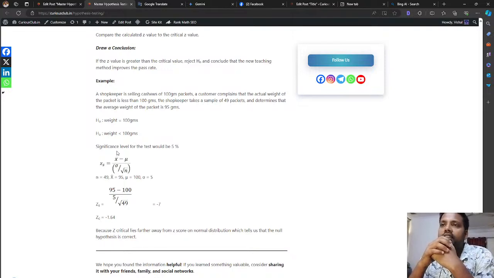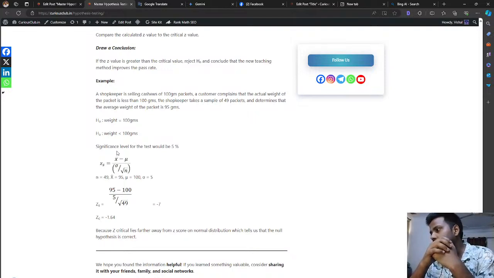For that, I have taken this example. A shopkeeper is selling cashews in 100-gram packets. A customer complains that the actual weight of the packet is less than 100. The shopkeeper takes a sample of 49 packets and determines the average weight of the packet is 95 grams.